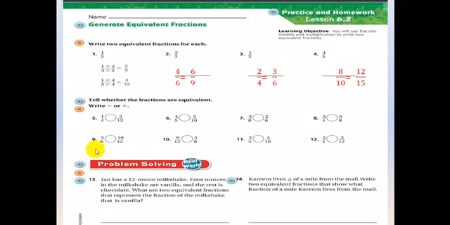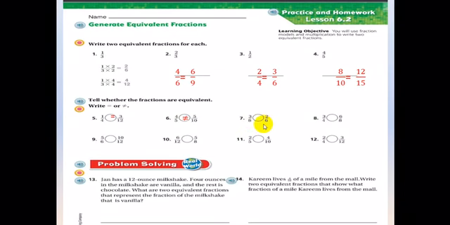Here, write equal or not equal. Here a quarter and 3 over 12. Equal or not equal? If I make times 3 up, here it will be 3 over 12. Yes, equal. 4 fifths and 8 over 10: 5 times what gives me 10? 5 times 2. 4 times 2 gives me 5? No. Give me 8. Yes, it is not equal. Here 3 eighths equal to 6 over something? 3 eighths equal to 6? No.